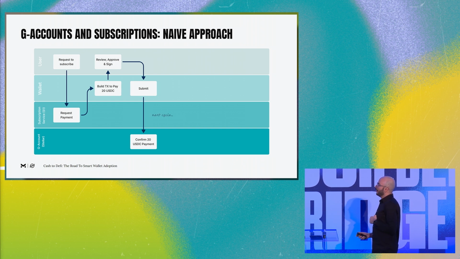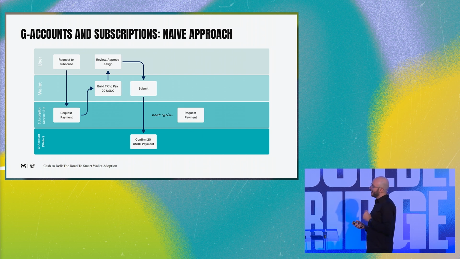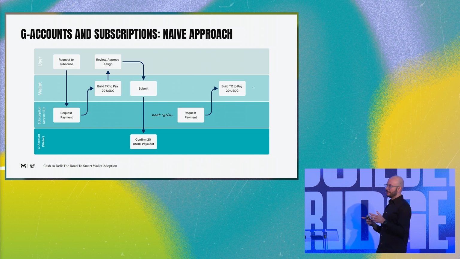Now, the interesting thing is, for this naive approach, or the simplest one, the next time there's a billing cycle, say every month, the subscription service is going to request that payment, and your wallet will build that transaction to pay 20 USDC. However, because you're the one in custody of the keys within your app, this requires you to actually open your app, review, approve, and sign the transaction again, which means you're in the critical path of the billing flow. And if you don't do that in a timely fashion, immediately when it requests or within a certain grace period, that means your service can be interrupted.